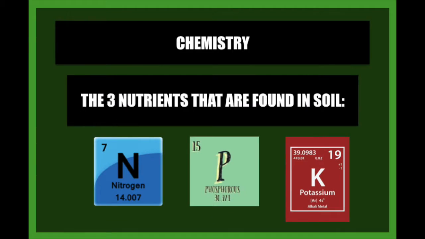The three most prominent nutrients in soil are nitrogen, phosphorus, and potassium, known as the NPK trio. The NPK trio is crucial in energy for the plant. Nitrogen specifically is great for leaf growth. Phosphorus is important to the root growth and flowering of the plants.